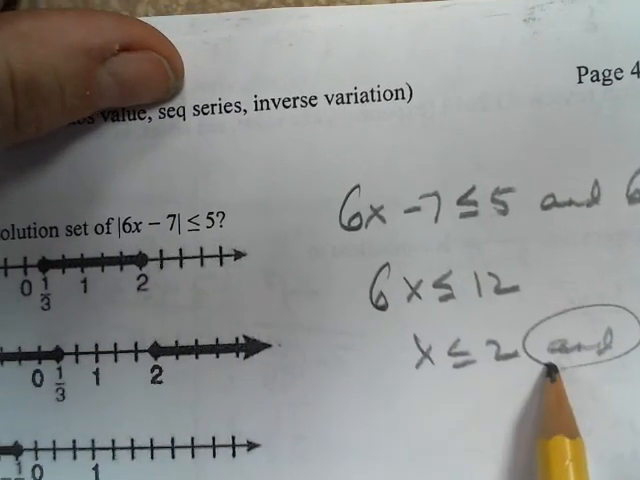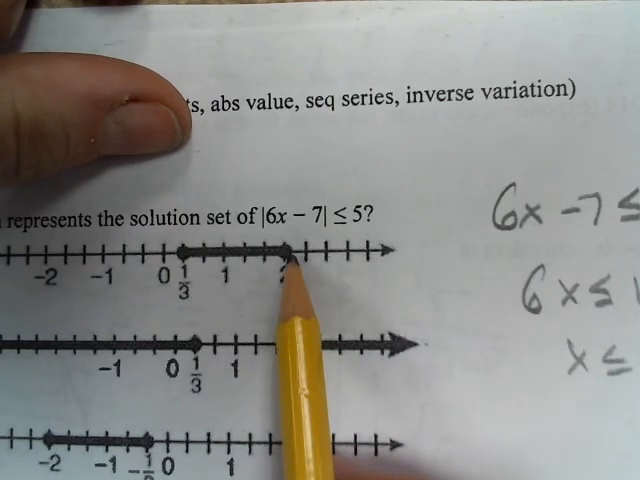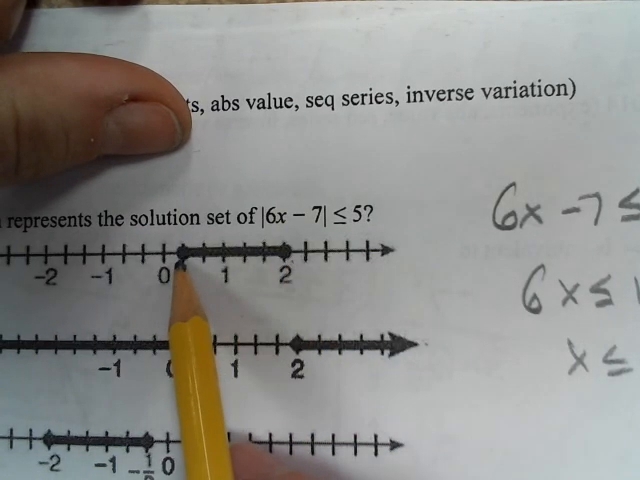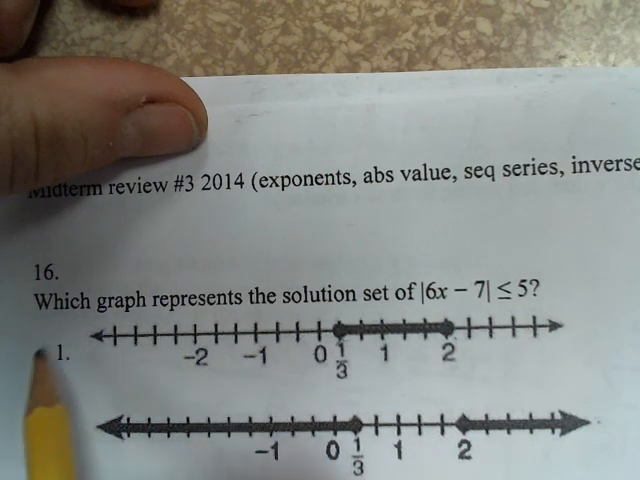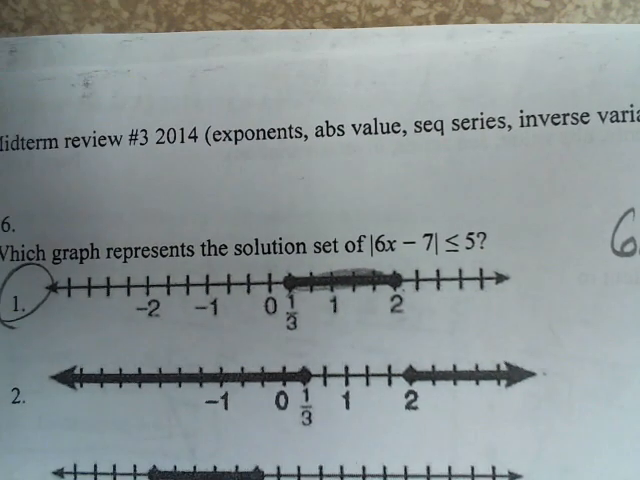So since this is and, it goes in between. It's sandwiched between a positive 2 and a 1/3. So the answer would be option 1. This is the sandwich, A and D. And that's the end.